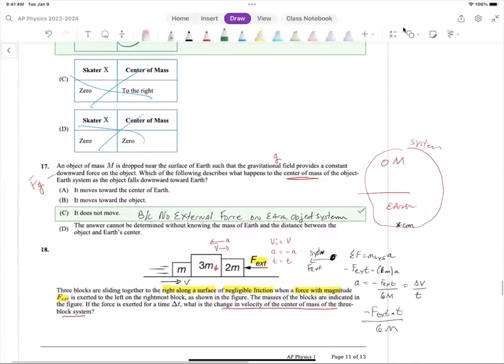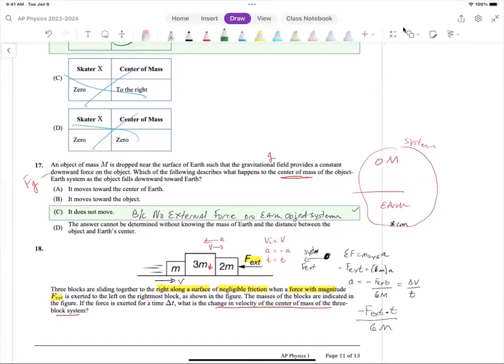Number 17. An object of mass m is dropped near the surface of Earth such that the gravitational field, what does that gravitational field phrase mean? Little g. That is what little g is. It's the magnitude of the gravitational field. On Earth, it's 9.8. It provides a constant downward force. What downward force are they talking about? Force of gravity. Which of the following happens to the center of mass of the object? They're going to define this system for you, Earth system.